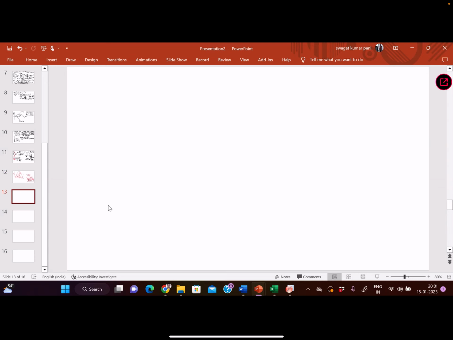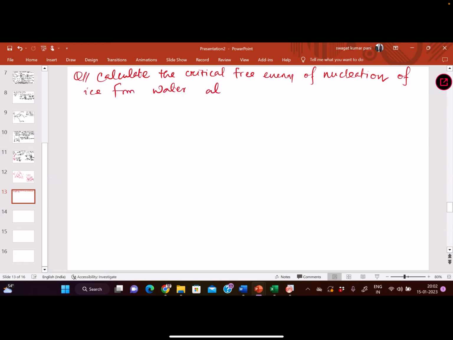So now I'll give one sample question. Just try to solve, calculate the free energy of nucleation of ice from water at minus 20 degree C. The data given are melting point equal to 0 degree C. You have to take it in Kelvin. Always during calculations you have to take temperature in Kelvin.